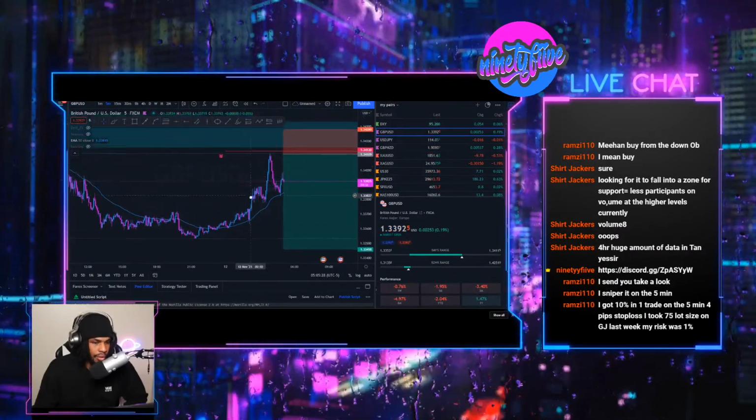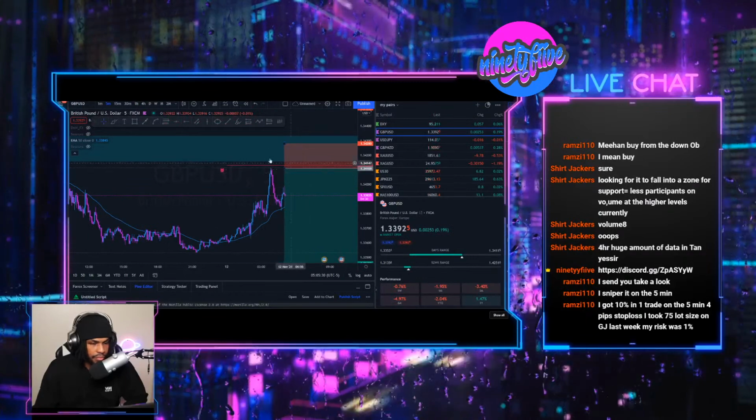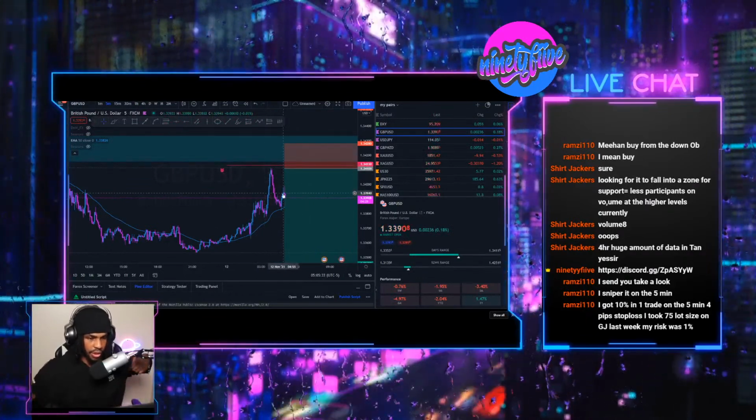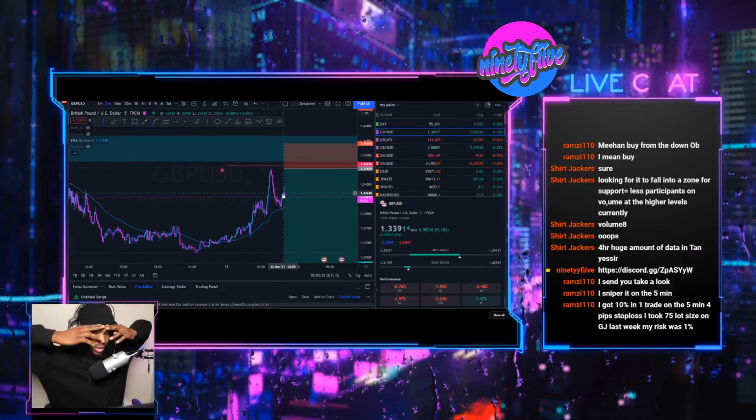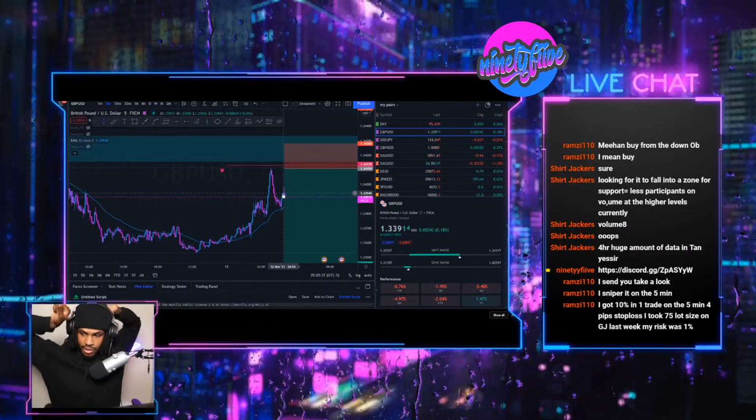I really hope I didn't miss this move on GU. I was looking for it to make its way up in here before pushing down, but there was no real confirmation to get in that. It just shot straight up and then went straight down.